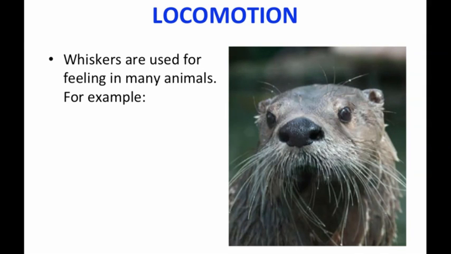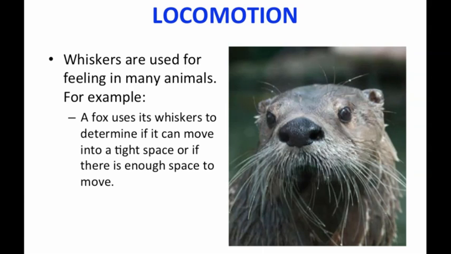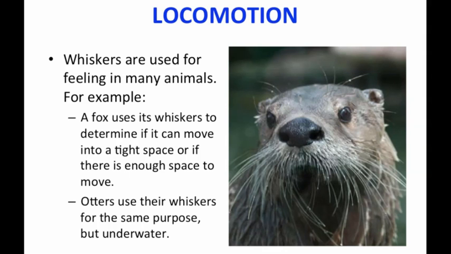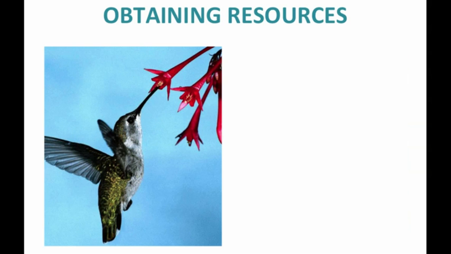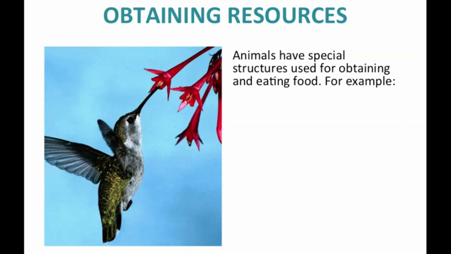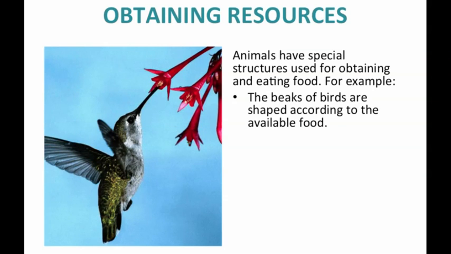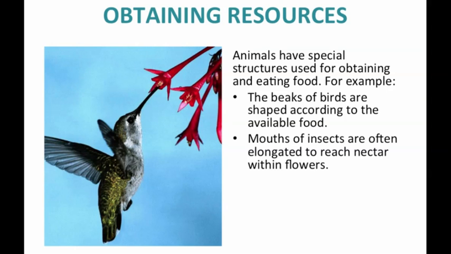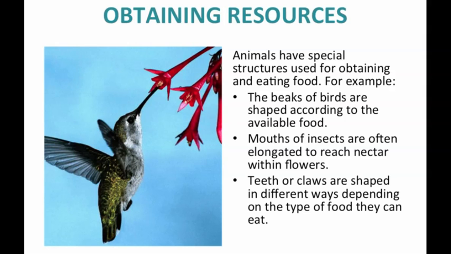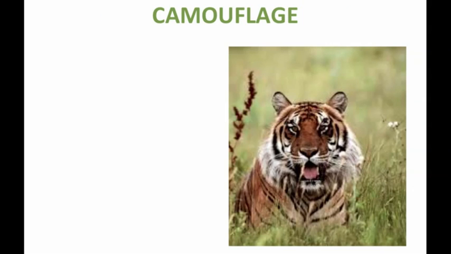Whiskers are used for feeling in many animals. For example, a fox uses its whiskers to determine if it can move into a tight space or if there's enough space to move. Otters use their whiskers for the same purpose, but underwater. Obtaining resources. Animals have special structures used for obtaining and eating food. For example, the beaks of birds are shaped according to the available food. Mouths of insects are often elongated to reach nectar within flowers. Teeth or claws are shaped in different ways depending on the type of food they can eat.